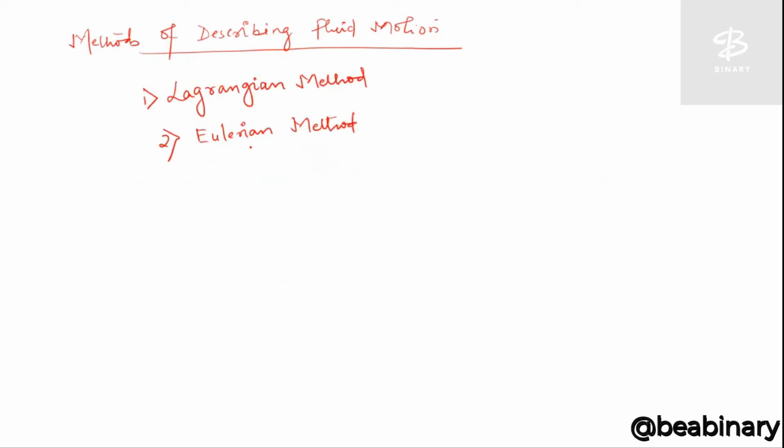Okay. So in case of the Lagrangian approach, we are following the individual particles and we are calculating the motion, velocity and acceleration of the individual particle. Whereas in case of the Eulerian method, the velocity, pressure, density, etc. are defined at a single point.